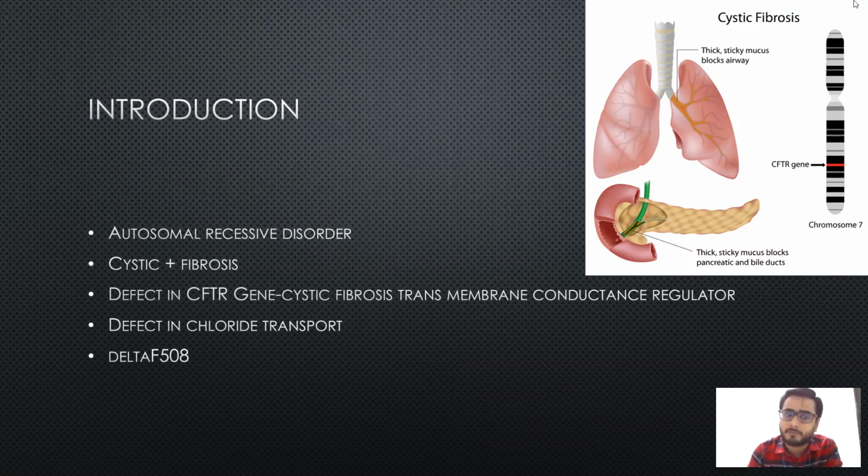What is the cystic fibrosis gene? That is the CFTR gene, the cystic fibrosis transmembrane conductance regulator. Its function is the formation of CFTR protein, and the function of CFTR protein is chloride transport. So if there is a defect in the CFTR gene, there is no expression of the gene, so there is no CFTR protein, or there is defective CFTR protein, and there is a defect in chloride transport.